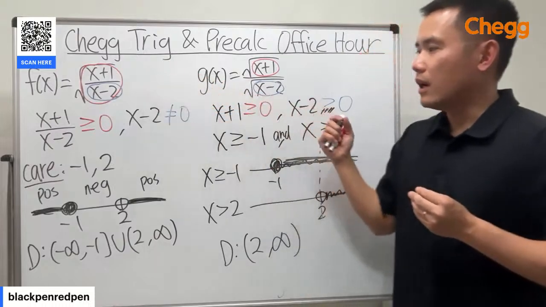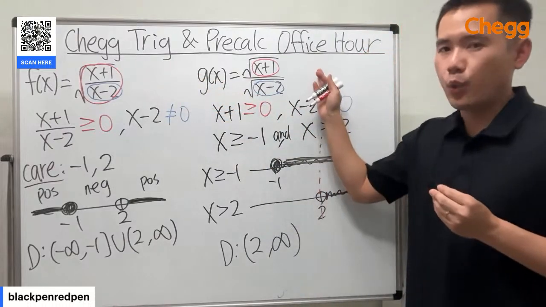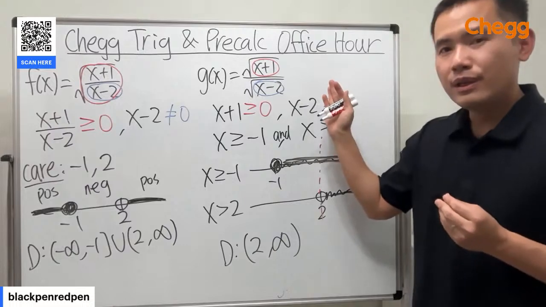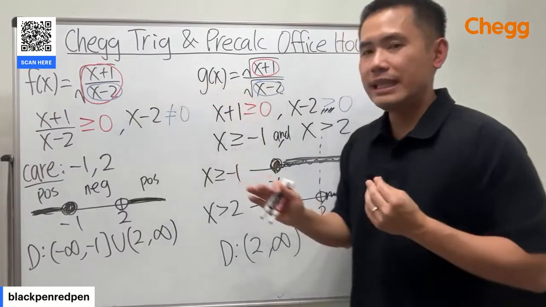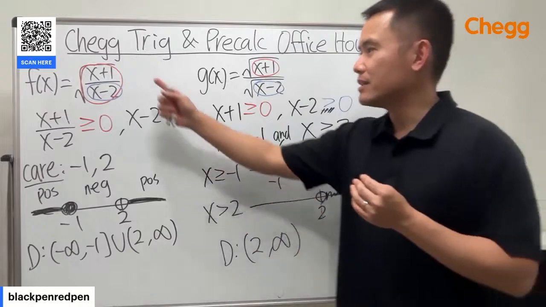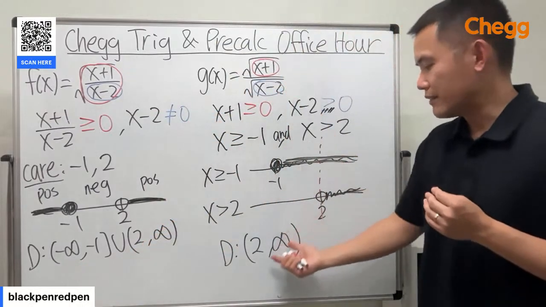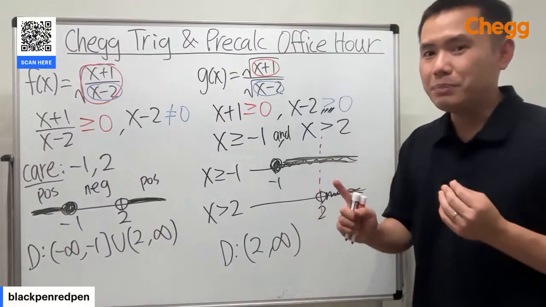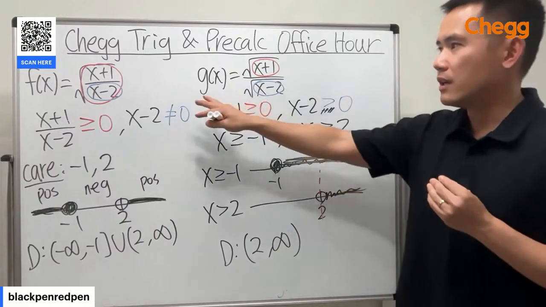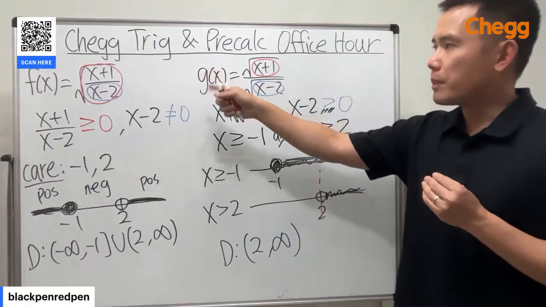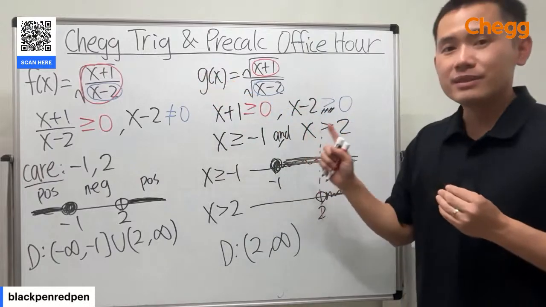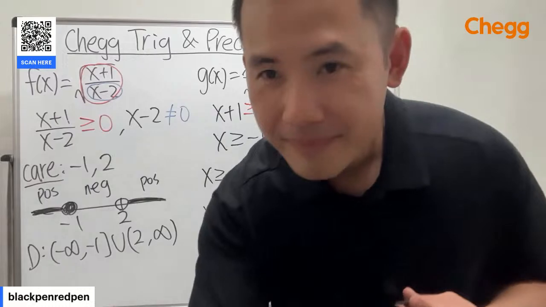So I will tell you, these two functions are only equal when x is greater than 2. But these two functions are not equal entirely, because this one right here has this part, which the other doesn't have. So that's the tricky part of using the properties of the radicals sometimes. So be really careful.